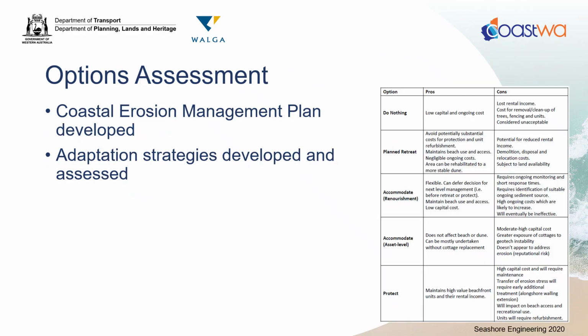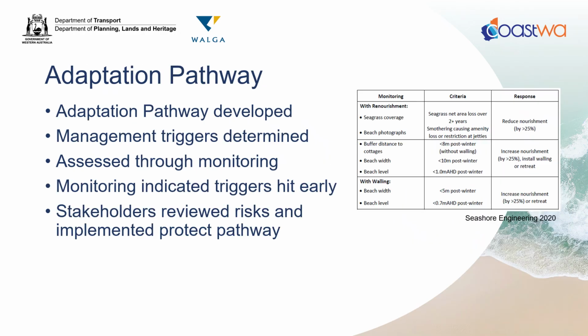A CHARMAP had been developed for the site and a coastal erosion management plan developed. The coastal erosion management plan developed adaptation strategies and assessed them and provided an implementation plan on when triggers were reached. The adaptation pathway was developed along with these management triggers, which were to be assessed through monitoring of the beach widths and the buffers remaining.